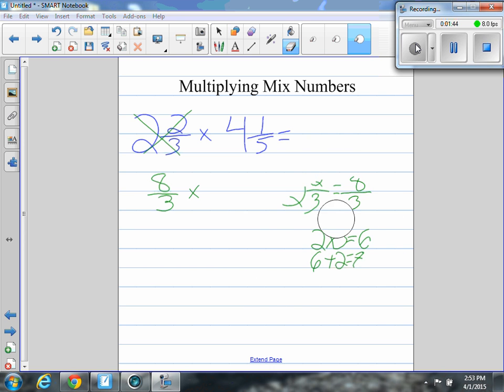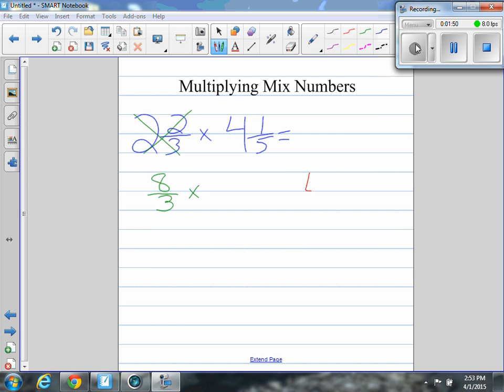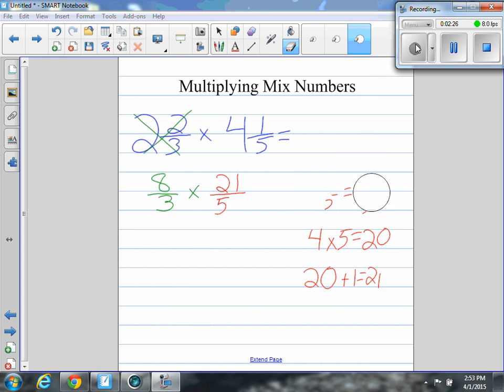Erase our work. Okay, now I have 4 and 1/5. And that needs to be an improper fraction. So 4 times 5 equals 20. 20 plus 1. Somehow we always get a 21. 21. And what's my denominator? 5. Stays as 5. Good. Erase my work.